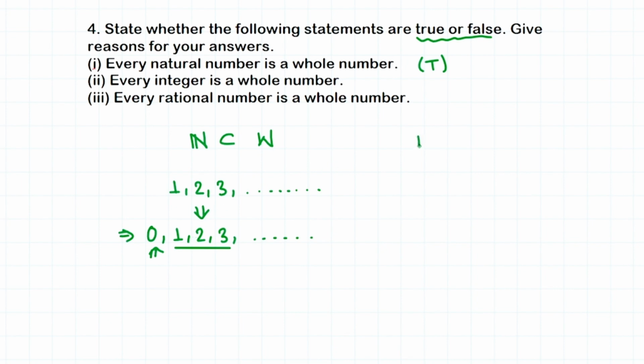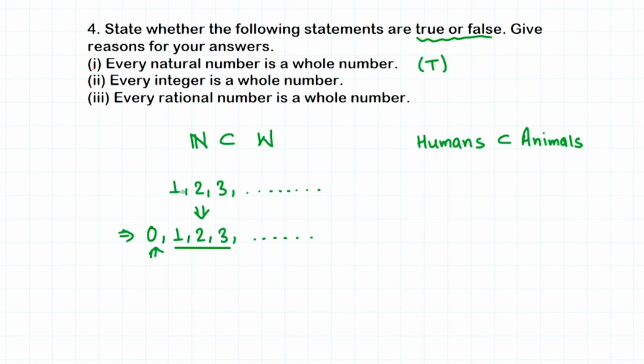It's like saying all humans are animals, okay? Obviously, all humans are animals, right? Because humans are a subset of animals. There are other animals as well, but all humans are definitely animals because humans are a subset of animals, okay? So similarly, all natural numbers are whole numbers because the natural numbers are a subset of whole numbers, okay?